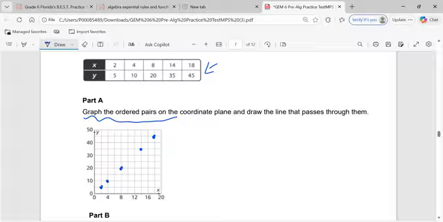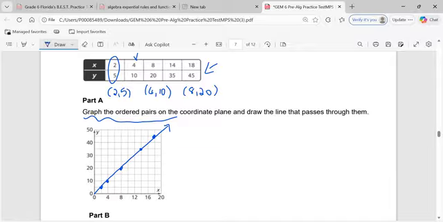And just to recall, each of these is a coordinate. So that's 2, 5. This is saying that it's 4, 10. It's an X and a Y. So then it's 8, 20, etc. That's where we're getting those points from. So then there you go. And then here's the line that will go through it.